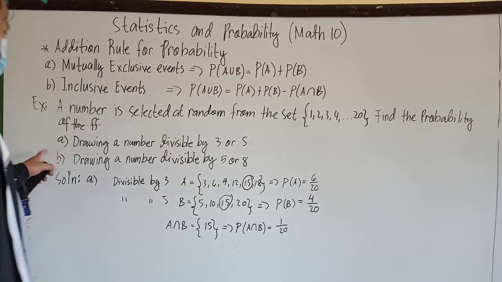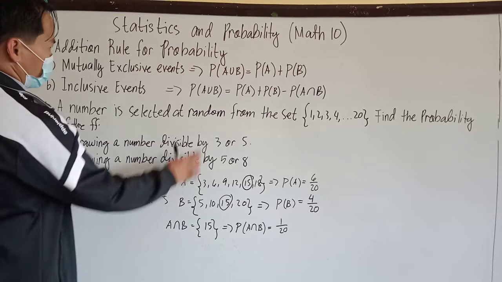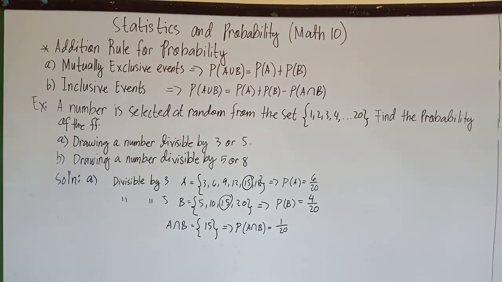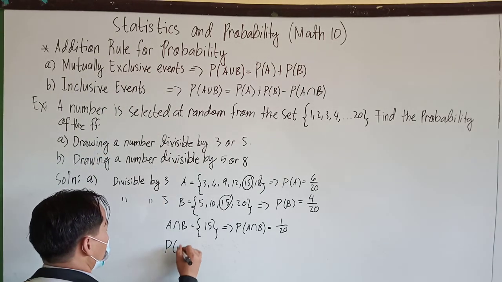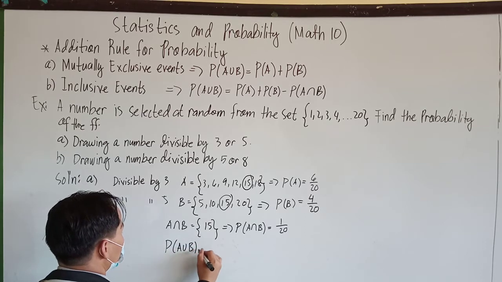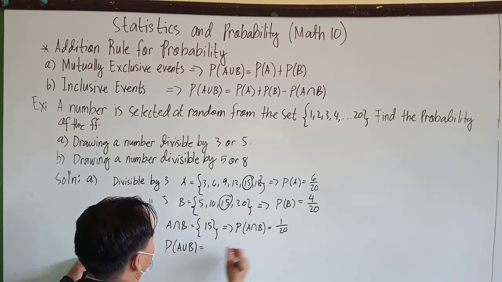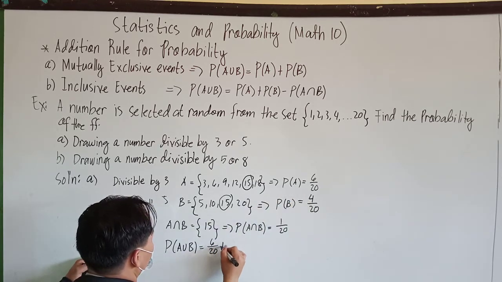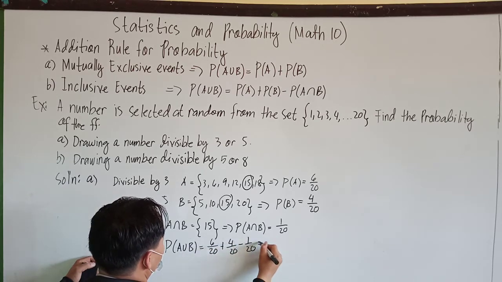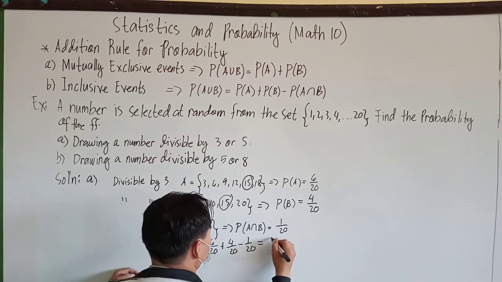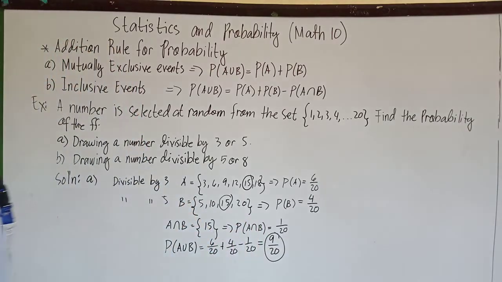Then therefore, for the answer to number 1, because there is a common element, we can make use of the second one, which is inclusive events. So it means that probability of A union B is equal to probability of A plus probability of B minus probability of A intersection B. We have 6 over 20 plus 4 over 20 minus 1 over 20, or that is equivalent to 9 over 20.